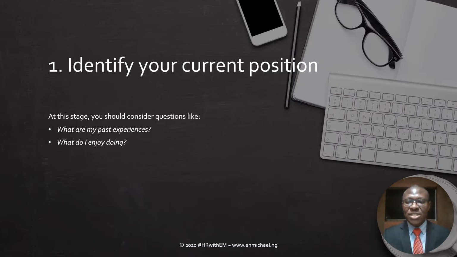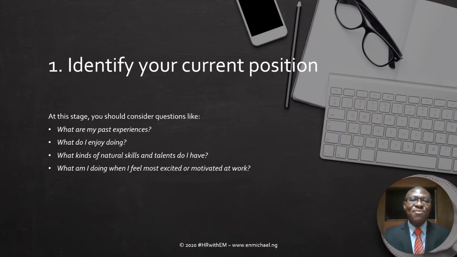What do I enjoy doing? There are certain jobs or certain things that you love doing. This can help you determine your career development roadmap. The next question you would like to ask yourself is, what kind of natural skills and talents do I have? Make a list of these natural skills and talents, because you then use them to compare with where you want to get to, see if these skills are required or relevant, and see how you can apply them. And if there are certain skills that are missing, you'll know what to do.